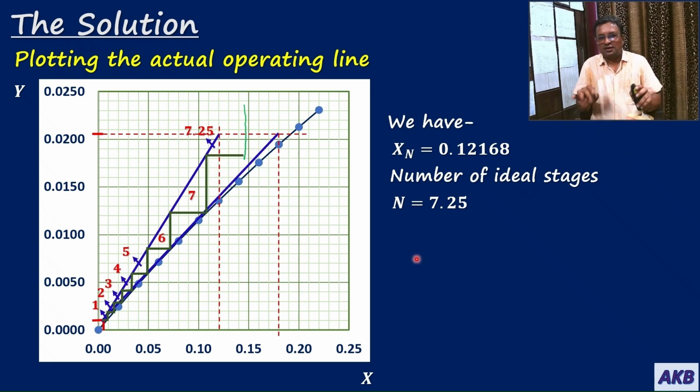So with this, we get the answer to the final question. First we found out LS, then we found out L0, and now we have got the number of ideal stages. With this, we complete the solution for this numerical example. With this, I will end my discussion for this video lecture. I hope you have understood the steps that I have followed in solving this numerical example.